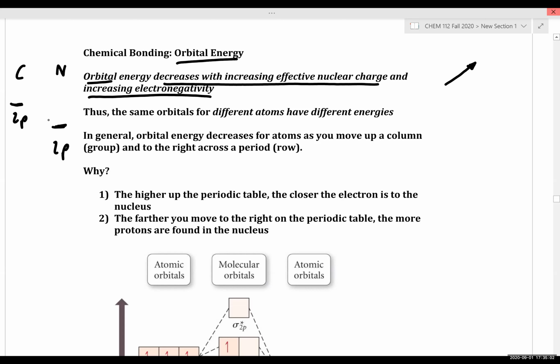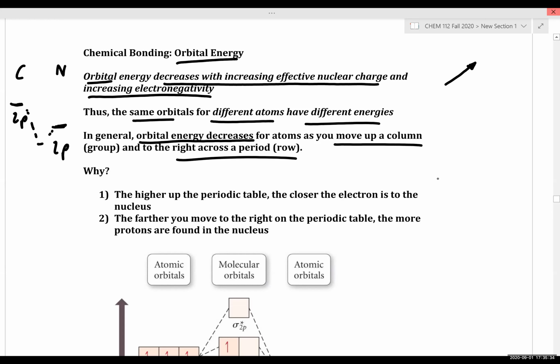Now this is really important because this in turn impacts how the orbitals overlap, and it impacts the overall molecular orbital energy. So the key thing I want you to know is that the same orbitals for different atoms will have different energies. And in general, orbital energy decreases for atoms as you move up a column and right across a period.